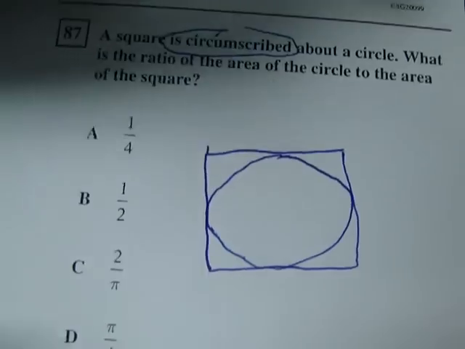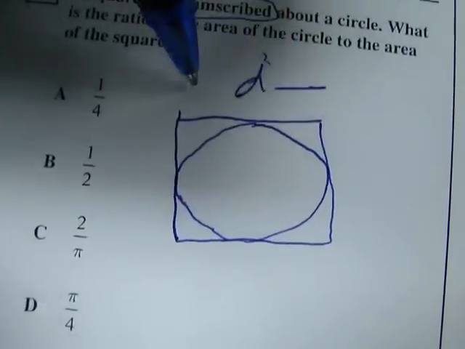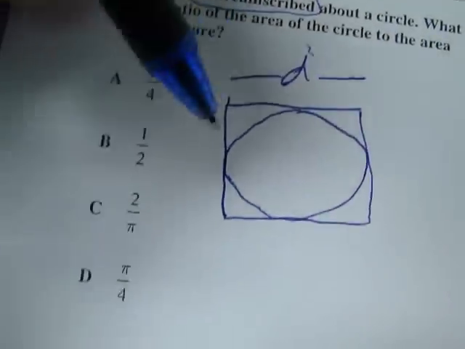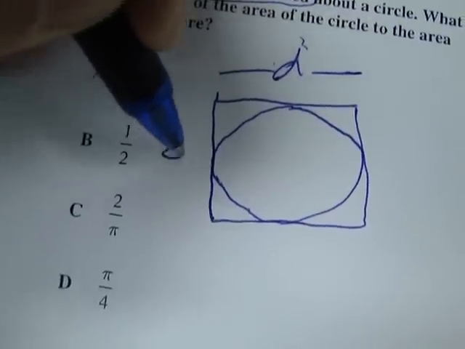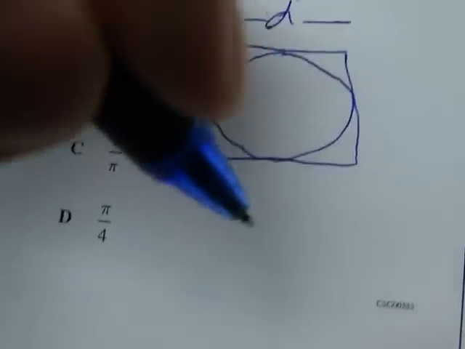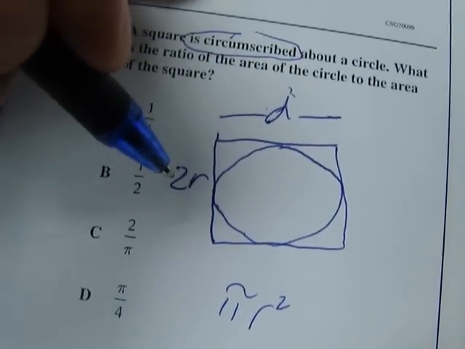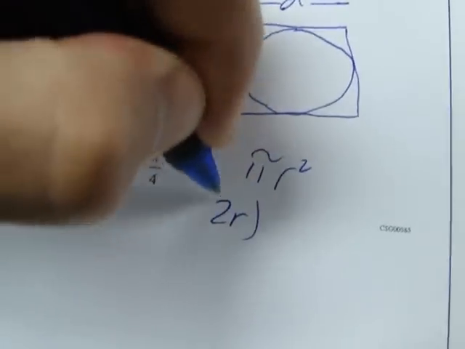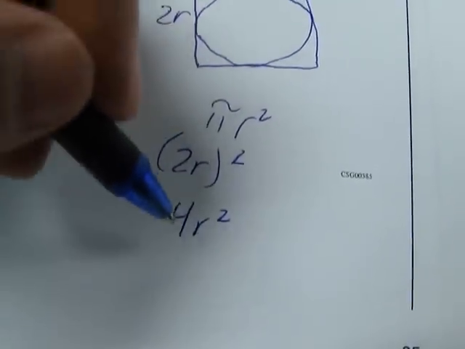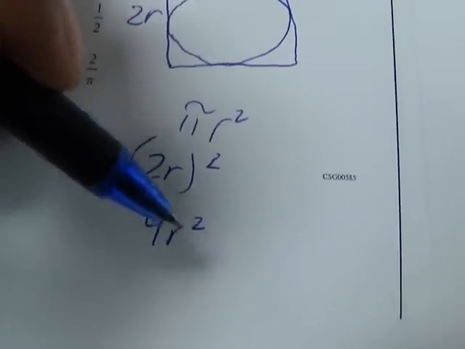So instead of just giving you the answer, I'm going to kind of prove this. Let's say that this distance here is both the side length of the square and the diameter of the circle. Okay? So if that's true, then this has to be 2r. Right? The side length has to be twice the radius. So the circle is going to be pi r squared, and the square is going to be 2r squared, which equals 4r squared. Does that make sense?